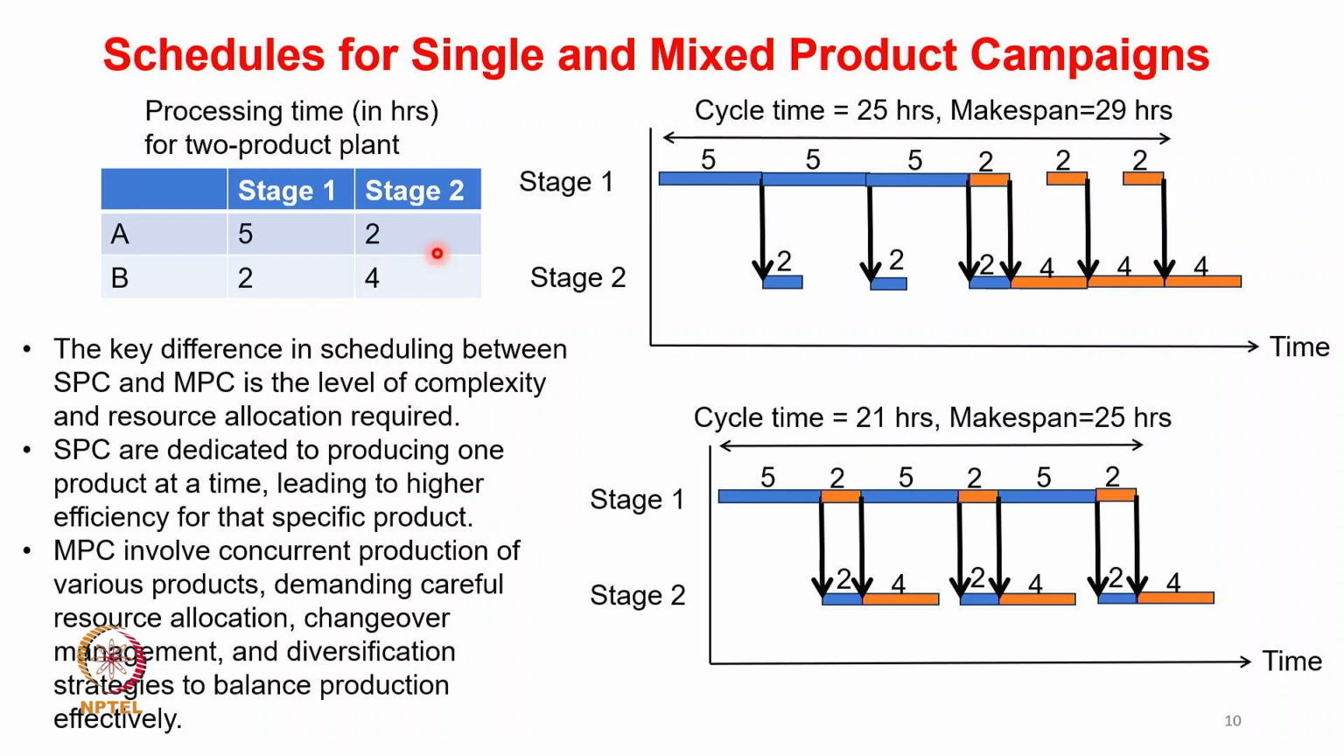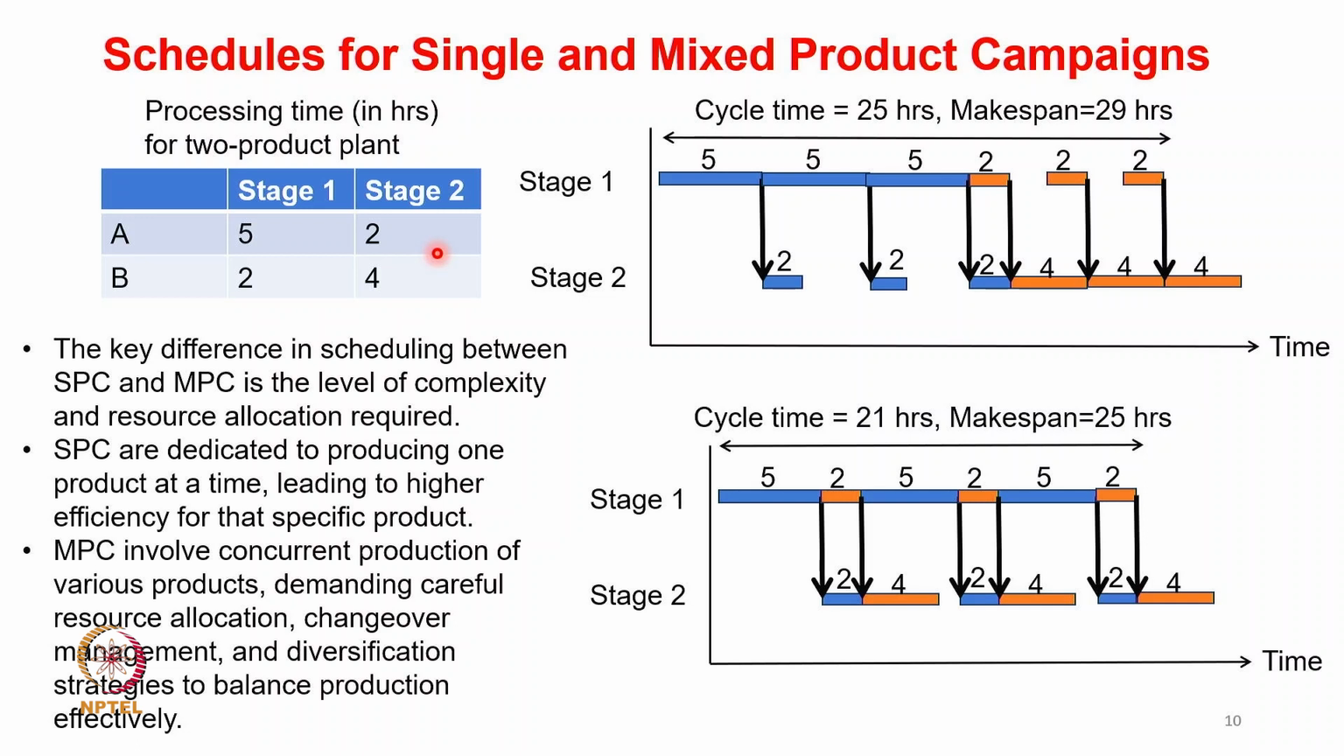So this is a slightly more convoluted problem to resolve. The key difference in scheduling between a single product campaign and a multi-product campaign is the level of complexity and the resource allocation.